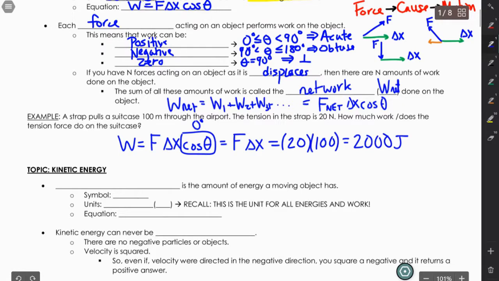And we made the assumption that we were pulling this strap horizontally. If it was at an angle, we would keep this cosine theta in there, and then we would have to multiply it out just to the right of our 20 times 100. Okay, in the next section, we're going to look at kinetic energy, and then we'll look at a relationship between those two.